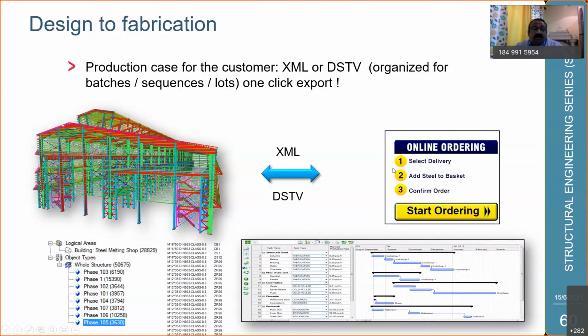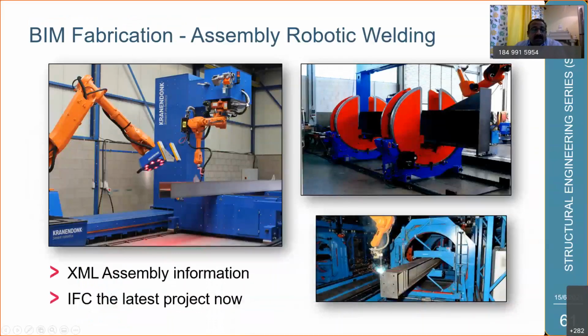And then with a simple file format like the XML file format or DST file format, he can upload to their portal, the way we buy things from an online portal like Amazon and Flipkart. Similarly, we can upload. Sitting in our office, the service provider has different types of facilities, where you do the robotic welding.